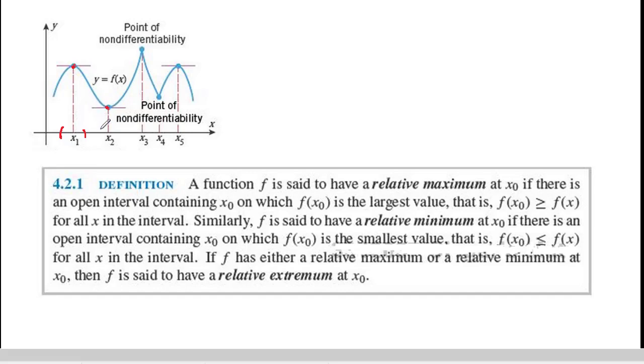Likewise over here, we can draw a little interval here, and every x value in this interval will have a y value that is more than the y value for this point. And so that is a relative minimum. And so there's our next definition. Similarly, f is said to have a relative minimum at x naught if there is an open interval containing x naught on which f of x naught is the smallest value. That is, f of x naught is less than or equal to f of x for all x in the interval. If f has either a relative maximum or a relative minimum at x naught, then f is said to have a relative extremum at x naught.